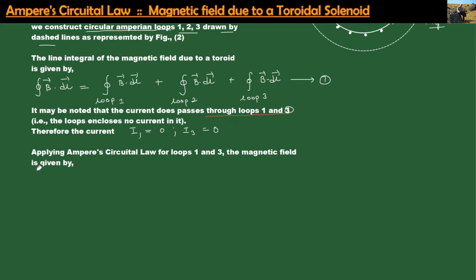Okay? So for loop 1, closed integration, this will be the first loop, number 1. So this will be line integral of B dot dl. This will be equal to mu naught. According to Ampere's Circuital law, the line integral is equal to mu naught times the current. Since it is for the first loop, the current will be I1.